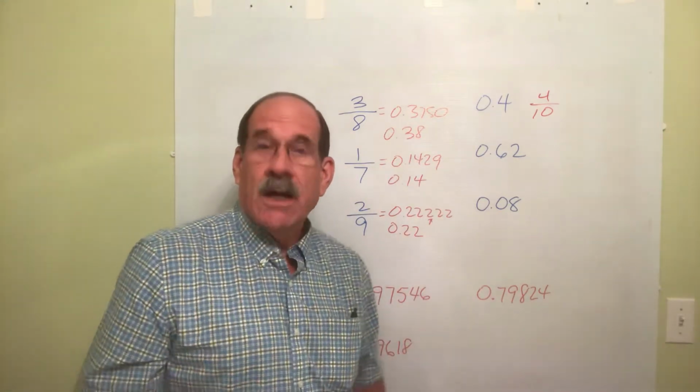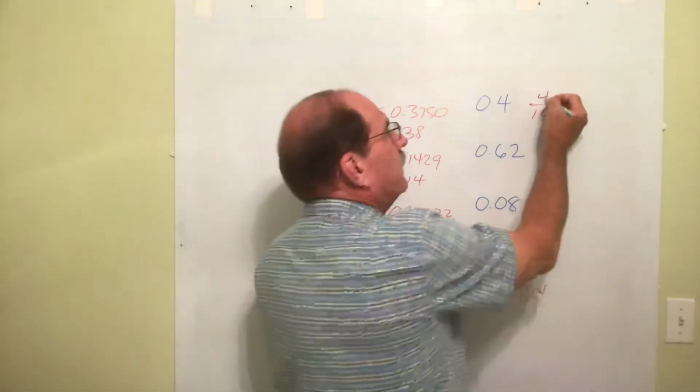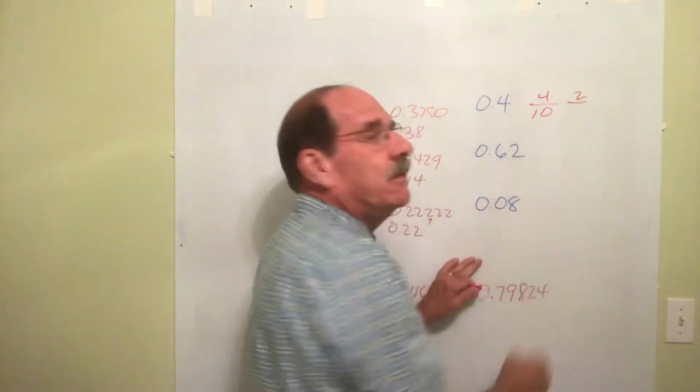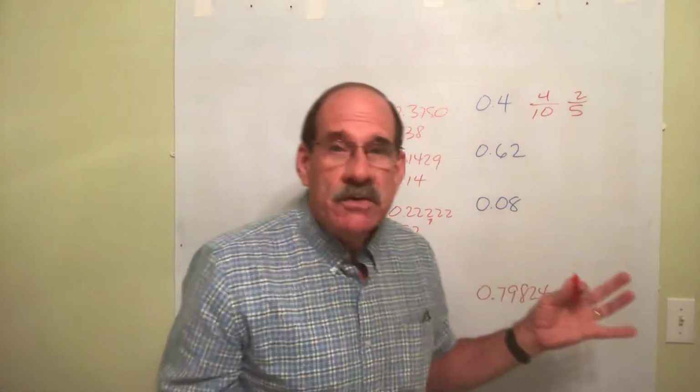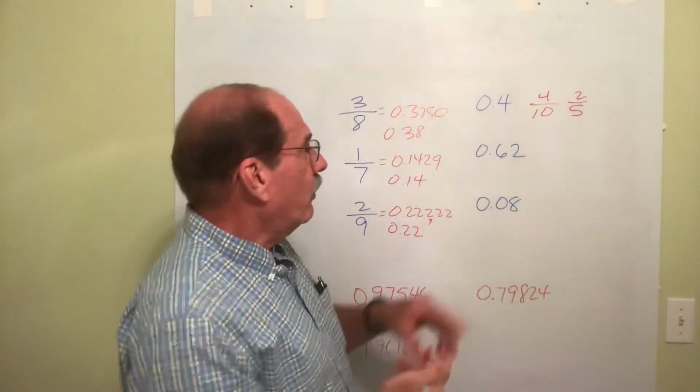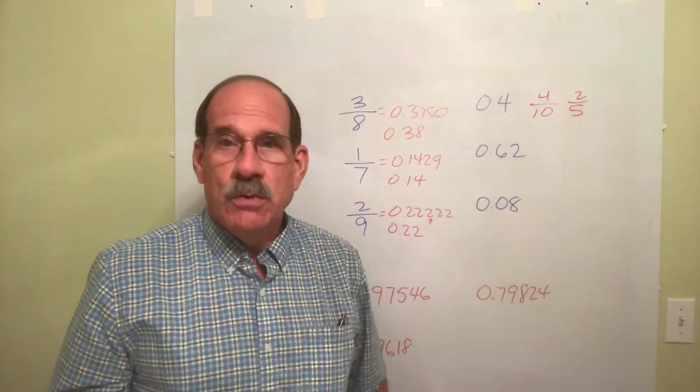Well, let's see. How about 2? Divide this by 2. That's 2. Divide the bottom by 2. That's 5. I've reduced it down to lowest terms, so the answer is 0.4, same thing as 2/5.